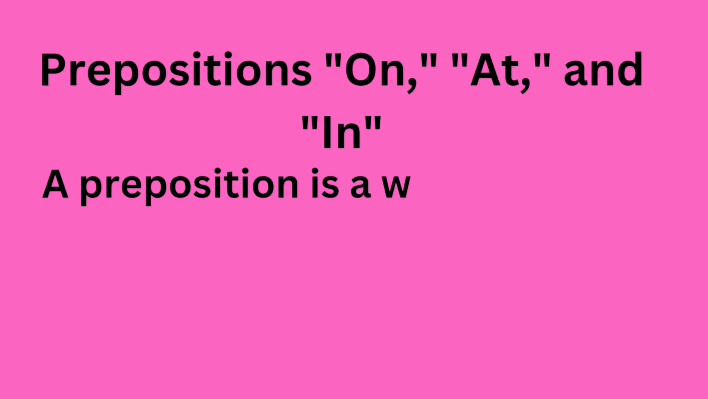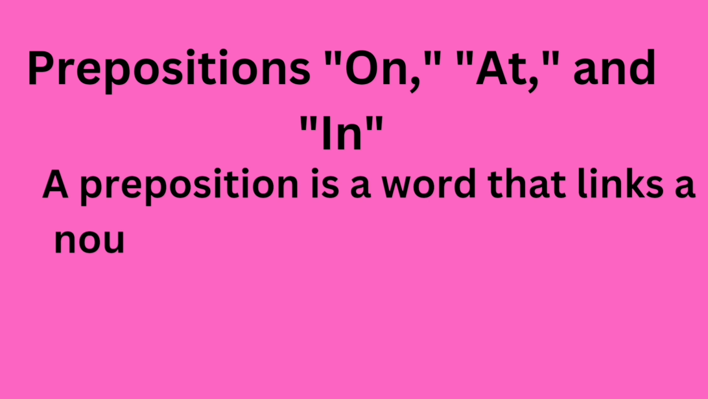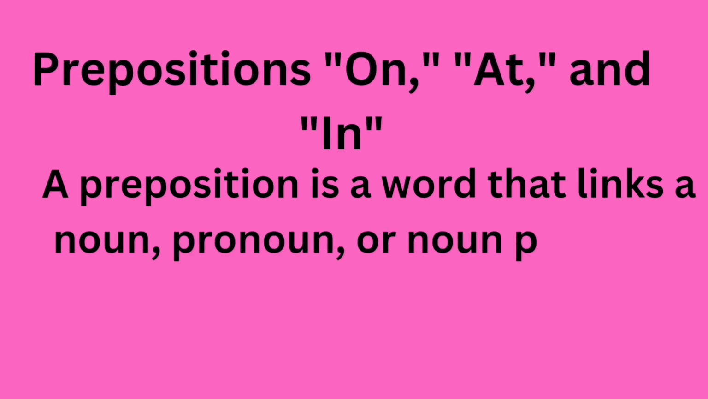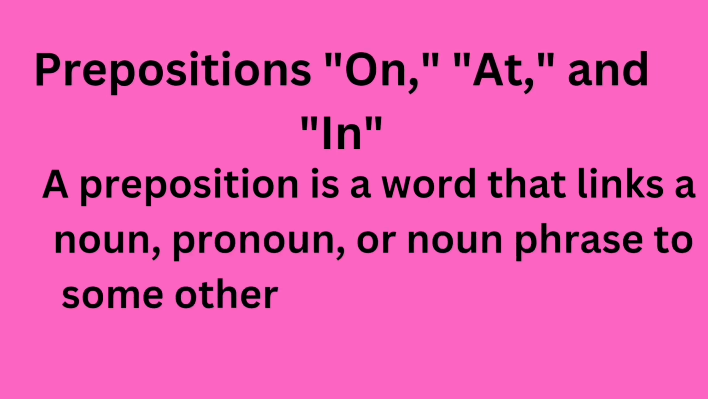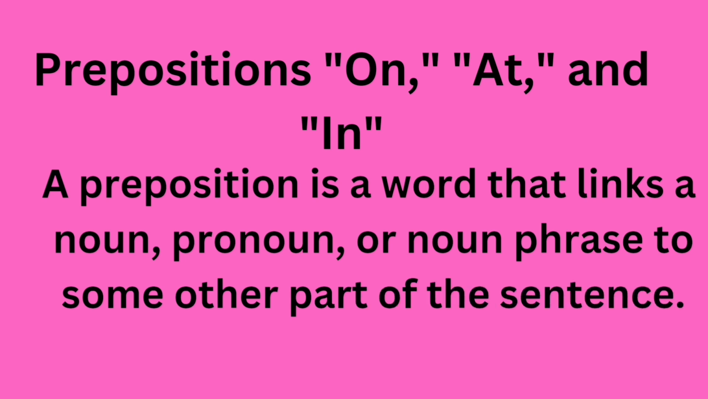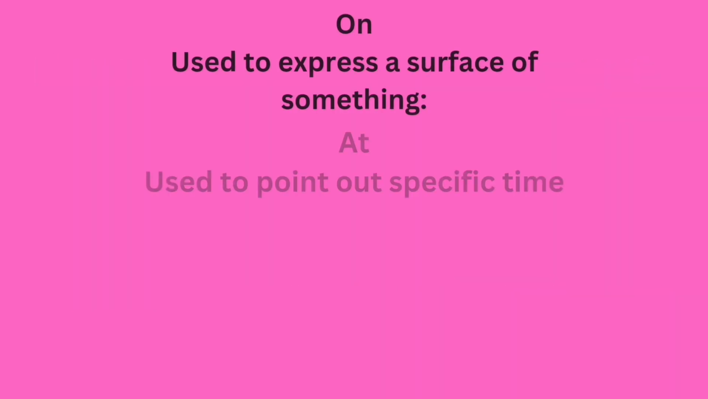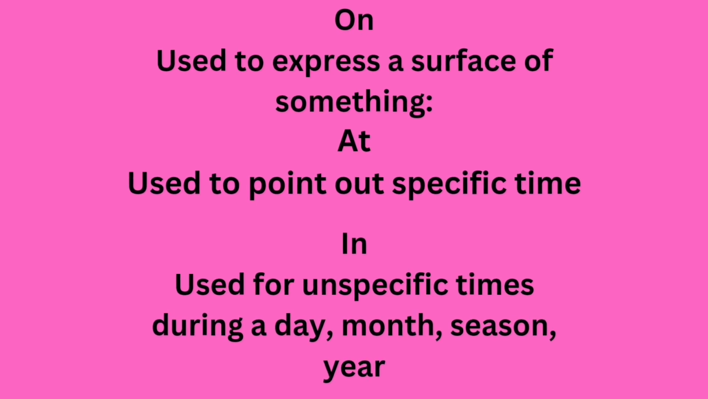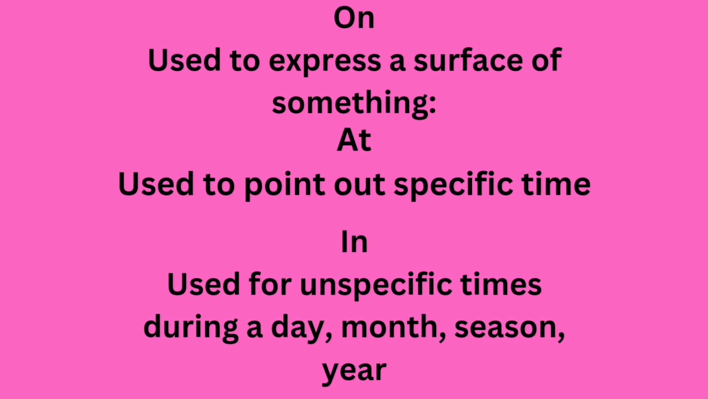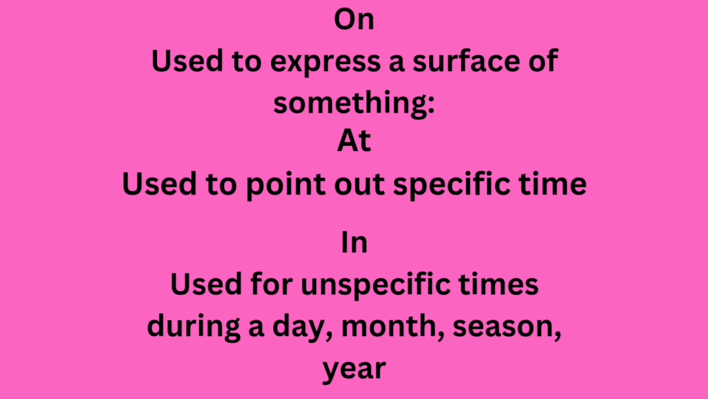Prepositions on, at, and in. A preposition is a word that links a noun, pronoun, or noun phrase to some other part of the sentence. On, used to express a surface of something. At, used to point out specific time. In, used for unspecific times during a day, month, season, year.